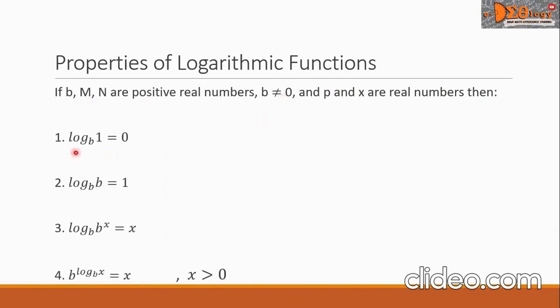Number 1, log of 1 to base b equals 0. Property number 2, log of b to base b equals 1. Number 3, log of b raised to x to base b equals x, and this x is simply the exponent of the b.